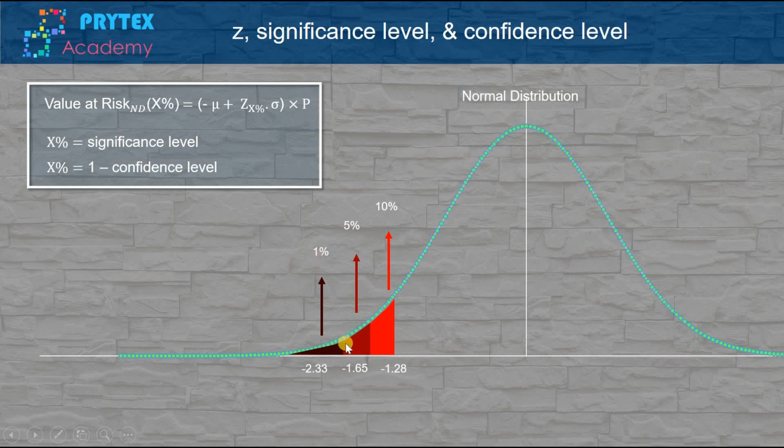So what do we mean by that? Let's talk about this 1% significance level, and let's say the VaR threshold has been placed here. We can say that 99% of the daily returns will fall on the right hand side of this threshold, and only 1% of daily returns will fall on the left hand side of this threshold, and this region carries a significance of 1% and has a z value of minus 2.33.